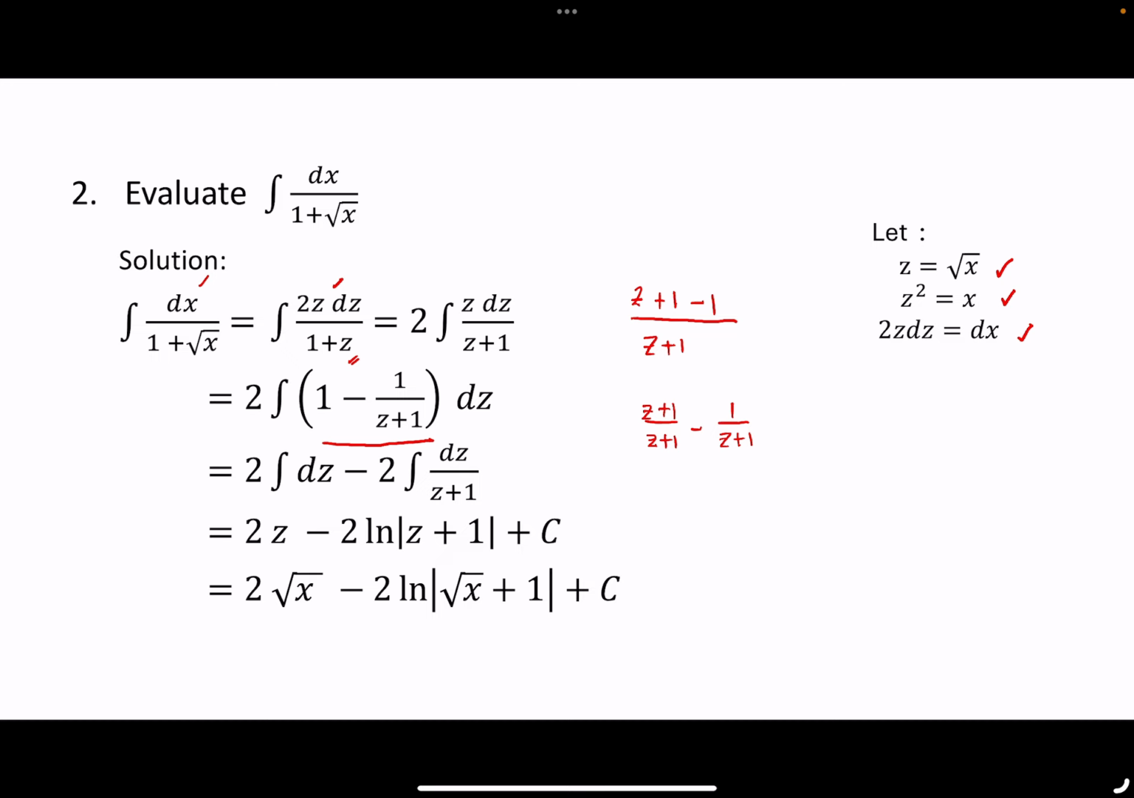These two terms are integrable. So 2 times the integral of dz is 2z, and 2 times the integral of dz over z plus 1 is 2 ln of z plus 1. And do not forget to return the original variable by letting z be equal to square root of x. So we have 2 square root of x minus 2 ln of square root of x plus 1, plus c.